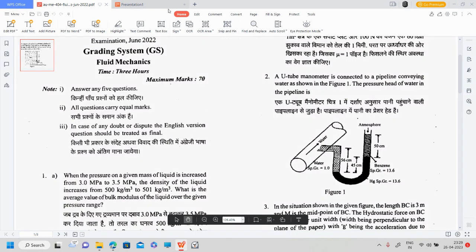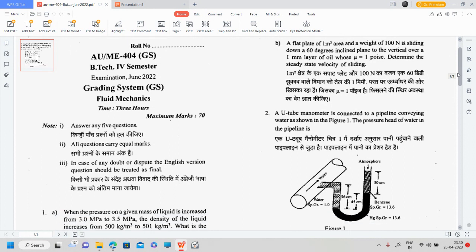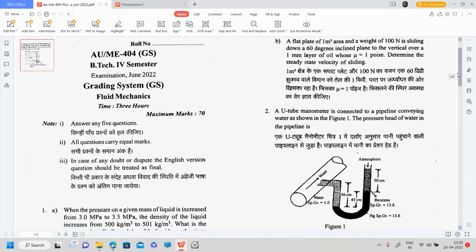हेलो माय फ्रेंड्स, कैसे हो आप लोग। तो अब हम फ्लूइड मैकेनिक्स के जो आरजीपीवी के पेपर हैं, ठीक है, उसको देखेंगे। सो आई एम स्टार्टिंग विद द पेपर ऑफ जून 2022.